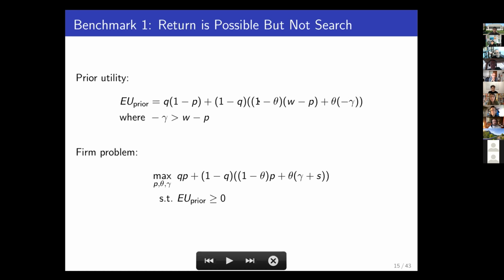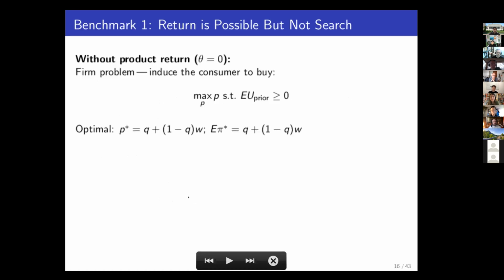And if theta is 0 and there is no return policy, I pay W minus P. I incur W minus P. And the firm's problem is to set the price, the theta, and the gamma such that this is the profit that you maximize. So if there is a return policy and the product doesn't match, the firm makes gamma plus S. And the firm wants the consumer to buy in this case.